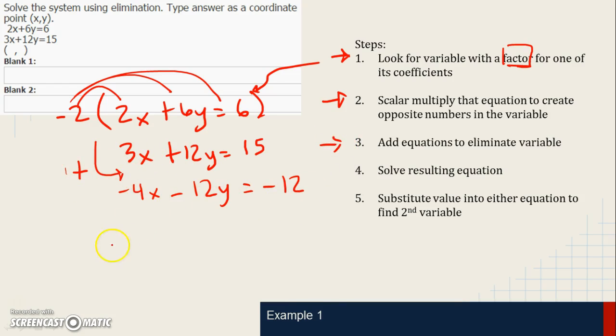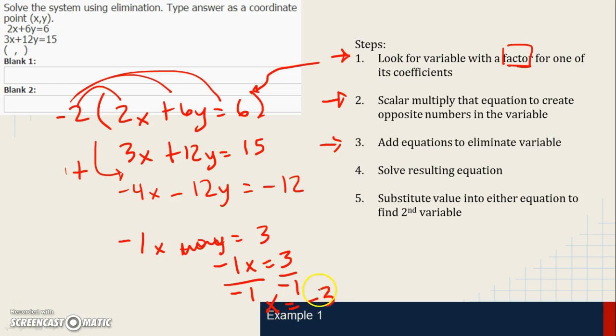3 plus a negative 4 is a negative 1x. 12 plus a negative 12 is plus 0y. And then 15 plus a negative 12 is the same thing as just 15 minus 12, which is just 3. So here we have our y variable, which has been eliminated, and now we just have negative 1x equals 3. We can go ahead and solve for x by dividing by negative 1, divide by negative 1, and x equals a negative 3.